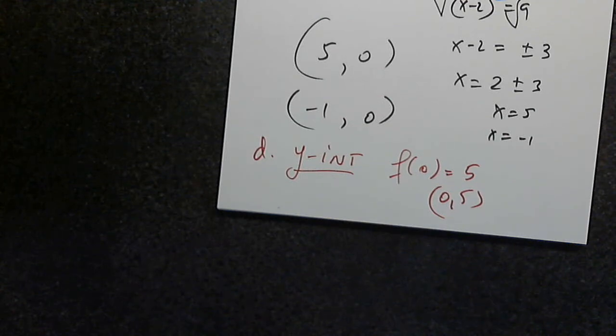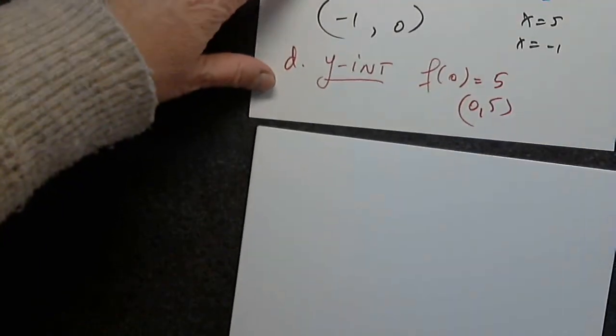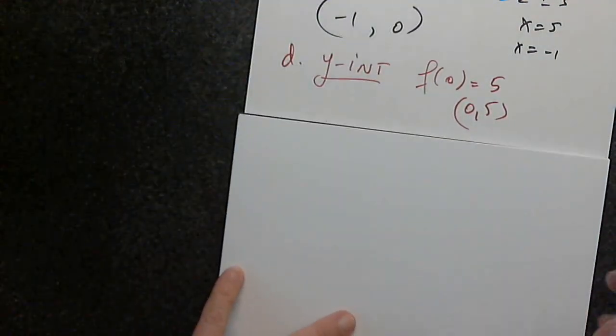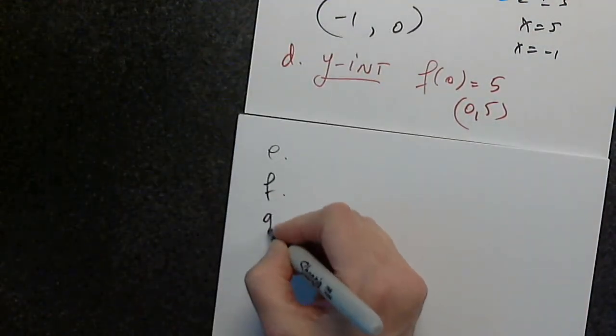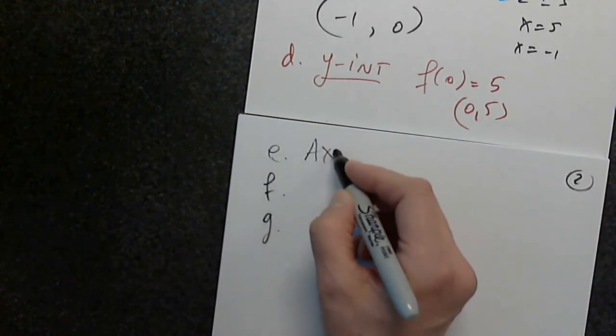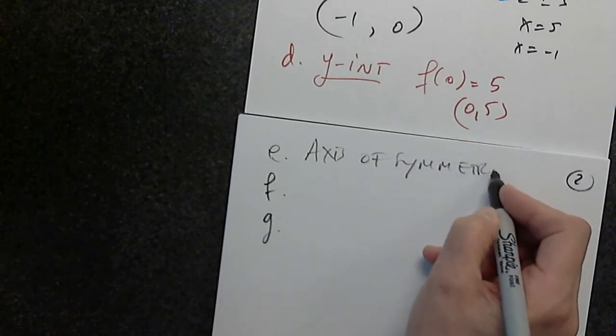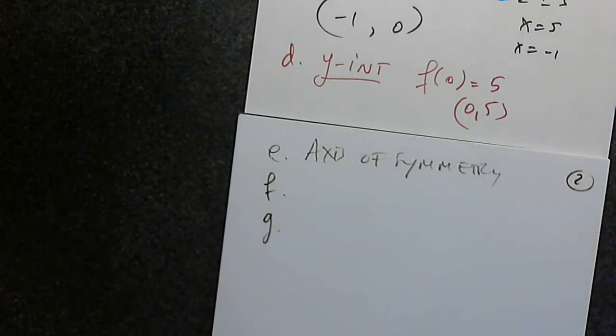After that, we have 3 more questions here. E, F, and G. E is asking us to find the axis of symmetry. This is not something that you see in my math lab, but I will ask you to. So that's why I'm going through all the steps.